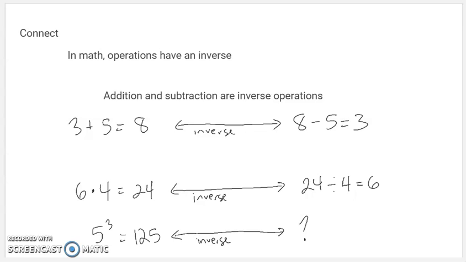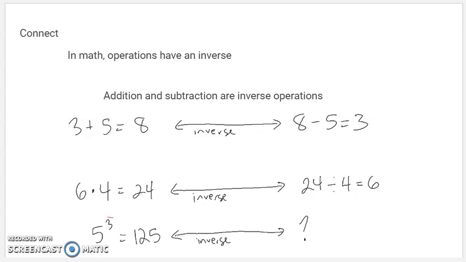The other thing I want to draw your attention to, in math, operations have an inverse, right? Addition and subtraction are inverse operations. 3 plus 5 is 8. Inversely, 8 minus 5 is 3. They have kind of the same opposite relationship. Adding 5 and subtracting 5 are sort of inverse operations. Multiplication and division are inverses. 6 times 4 is 24. Inversely, 24 divided by 4 is back to 6. The operations kind of undo each other.